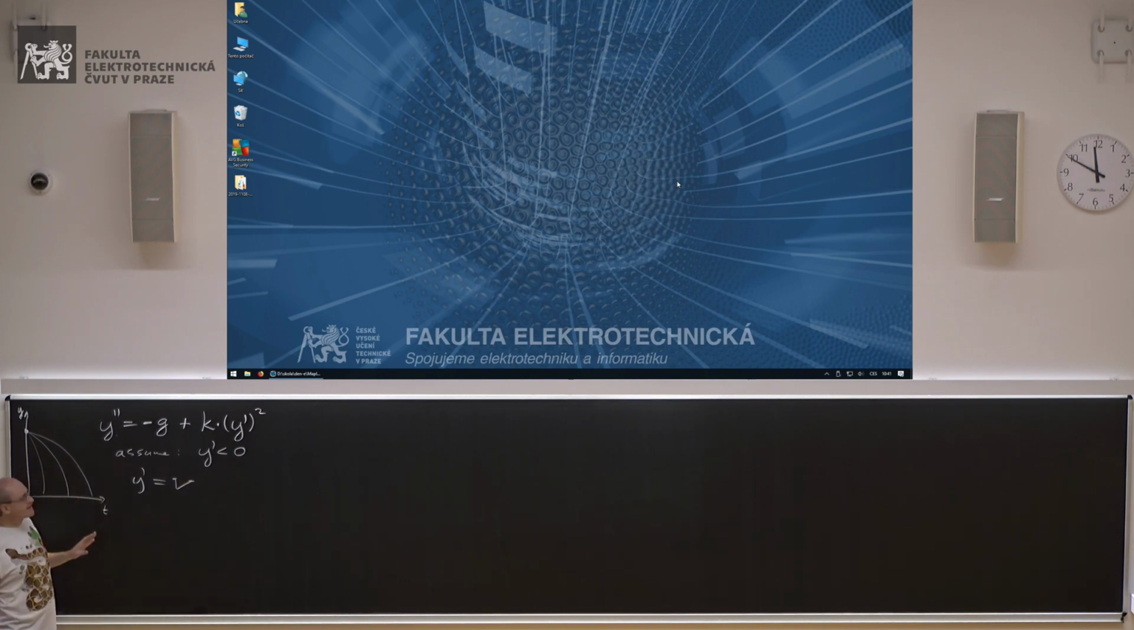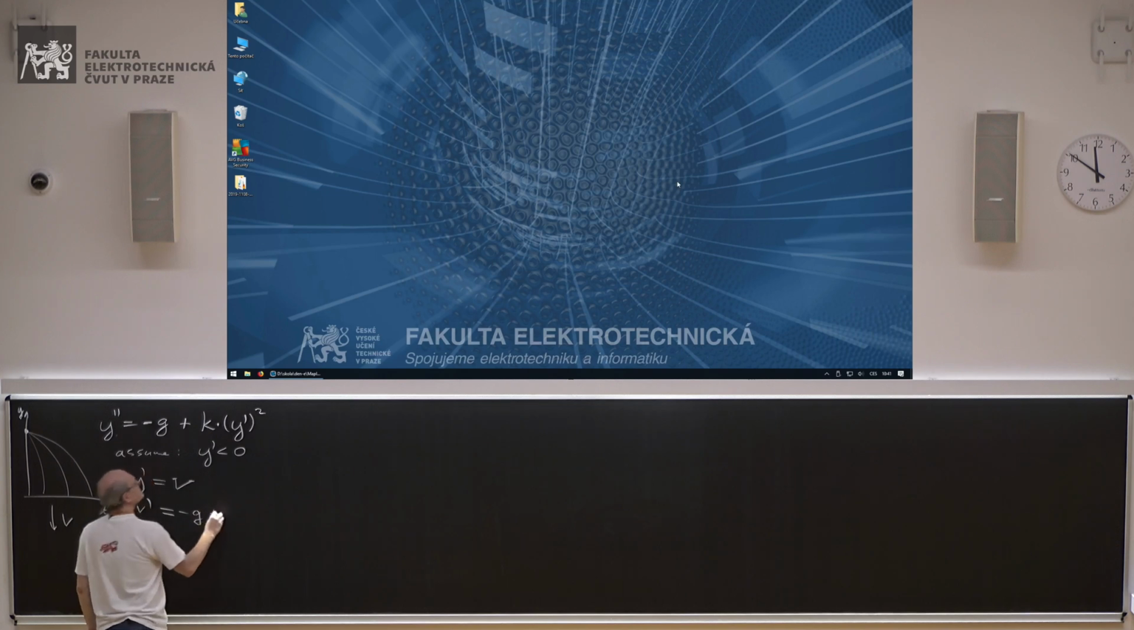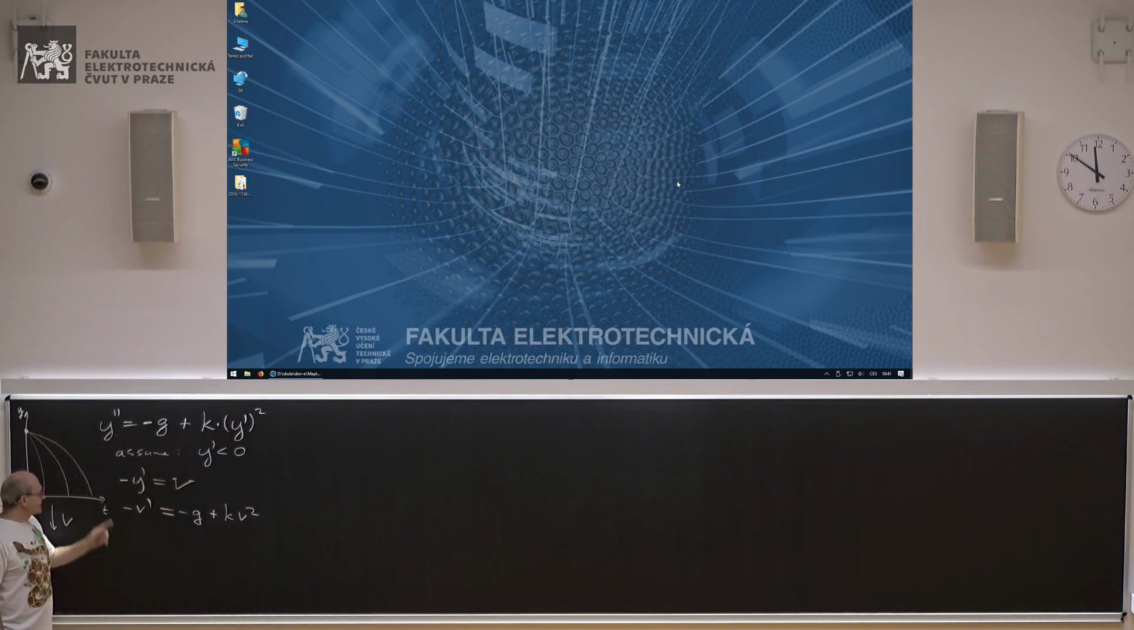Now, the calculations in this example are not going to be exactly friendly, and I will be using tricks to make them a little bit more palatable. And here comes the first one. When I talk about velocity of an object which falls down, I'm naturally thinking of the downward direction. So I'm going to put a minus sign here to reverse the direction for the velocity. And now, let's substitute. y double prime is actually minus v prime. And on the right we have minus g plus k v squared. And that's a first order differential equation.